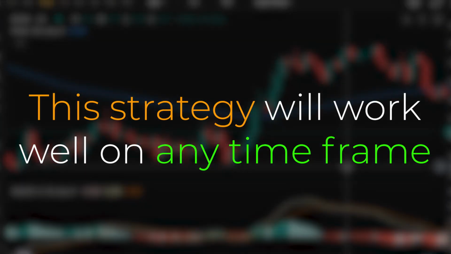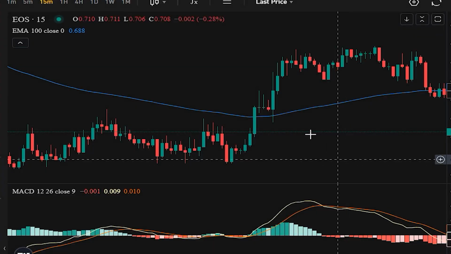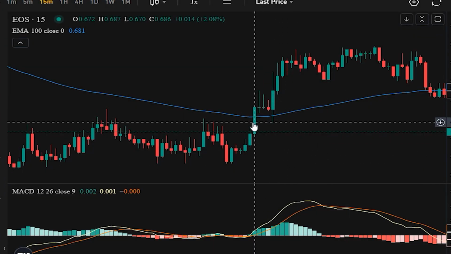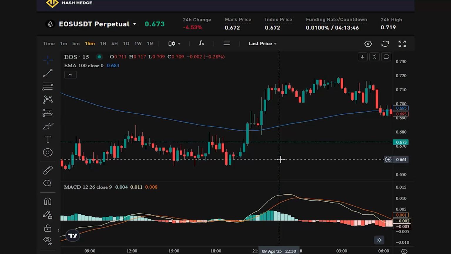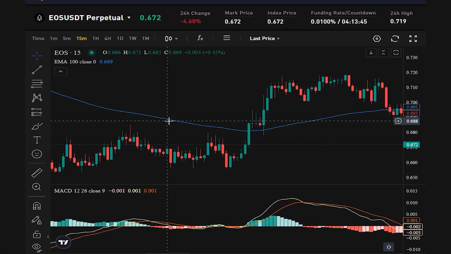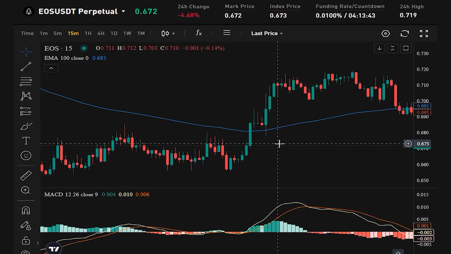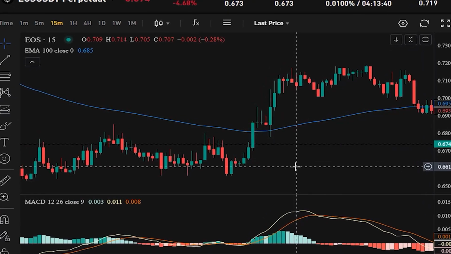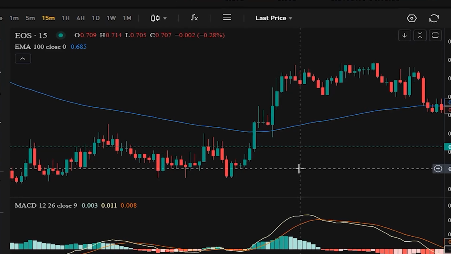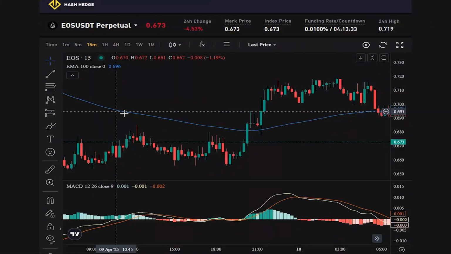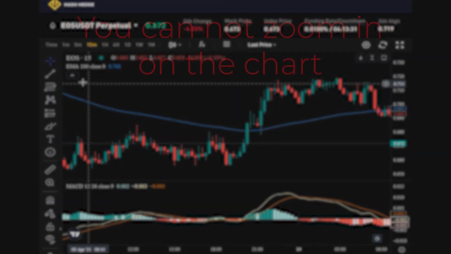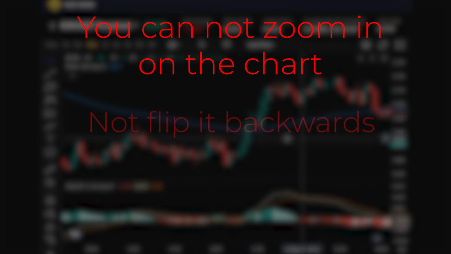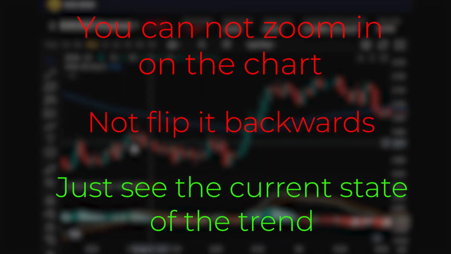This strategy will work well on any time frame. It does not matter whether one candle shows trades for a minute or an hour, the exponential moving average with a period of 100 will show the result for 100 candles, and specifically at the time in which we work. That is, we will see the big picture. So, by exponential moving average, you cannot zoom in on the chart, not flip it backwards, but just see the current state of the trend.